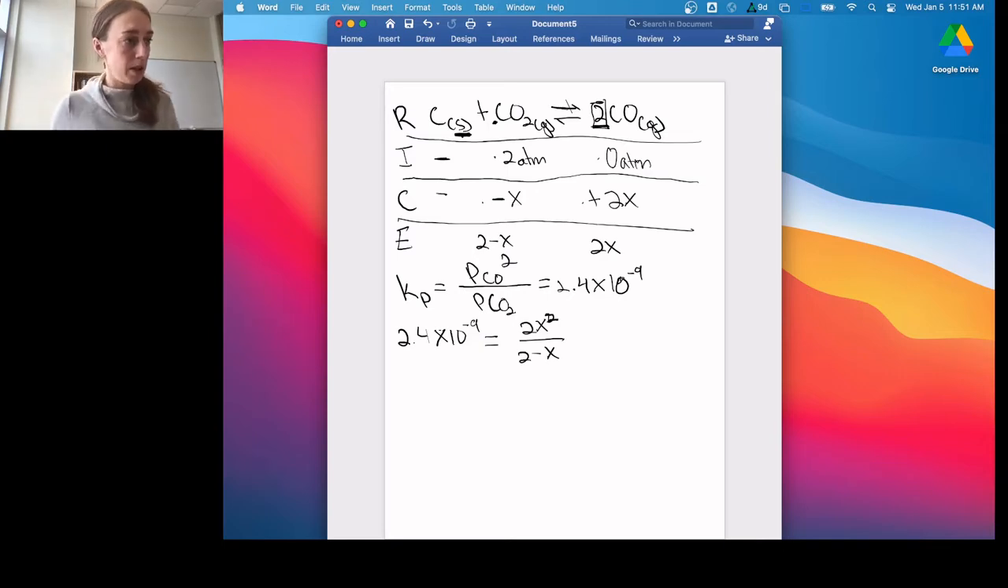And again, if we do some mathing and solve for x here, I'm not going to make you sit here and watch me do it by hand. We all know how to do algebra, hopefully, at this point. X equals 3.5 times 10 to the negative 5th.